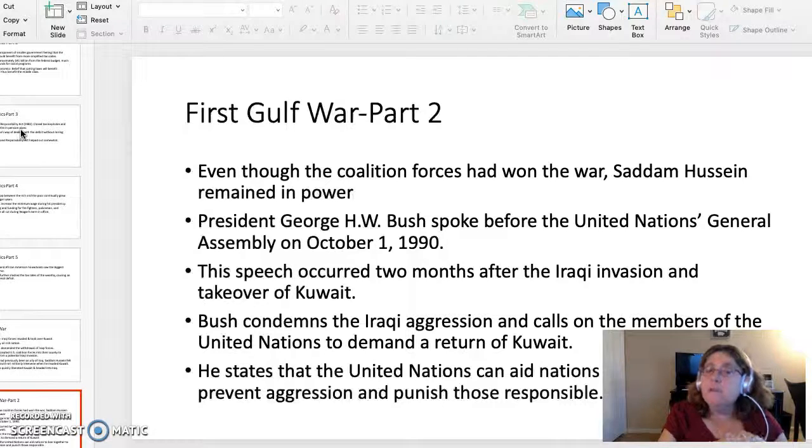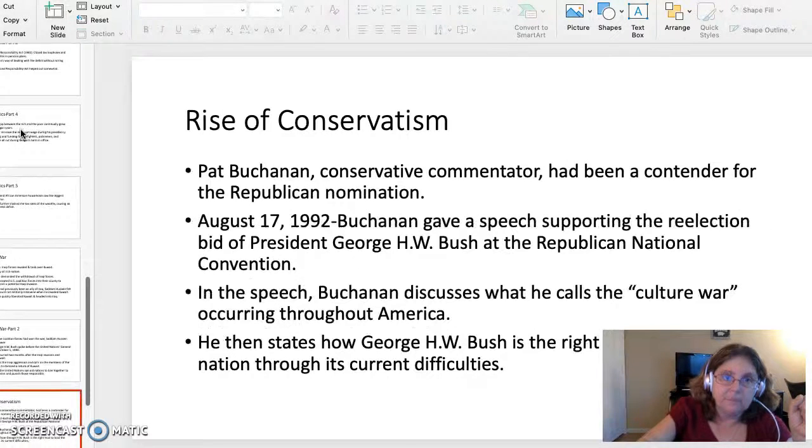President George H.W. Bush spoke before the United Nations General Assembly in October 1990. This speech occurred, like I said, nearly 2 months after the invasion of Kuwait. Bush condemned the Iraqi aggression and called on members of the United Nations to demand a return of Kuwait. He stated that the United Nations can aid nations to band together to prevent aggression and punish those responsible.